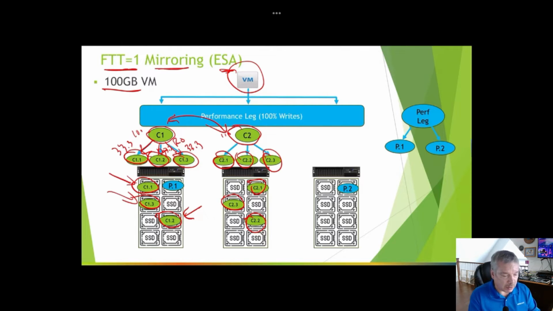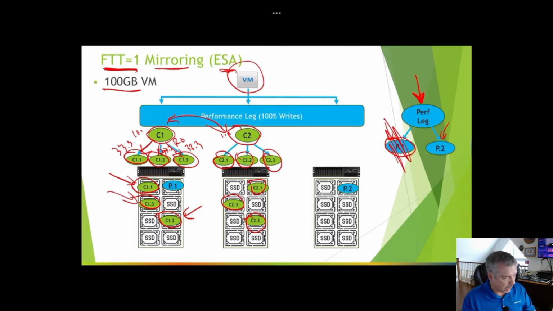Now the performance leg, remember we write to the performance leg first. So RAID 1, failure to tolerate of 1 plus 1, so 1 plus 1 is 2. I'll have 2 components here. So we take this performance leg, our writes going into the performance leg, and that write will go to this component and this component. It's a mirror of each other. Why do we do that? Because if this fails, we still got our write, okay?